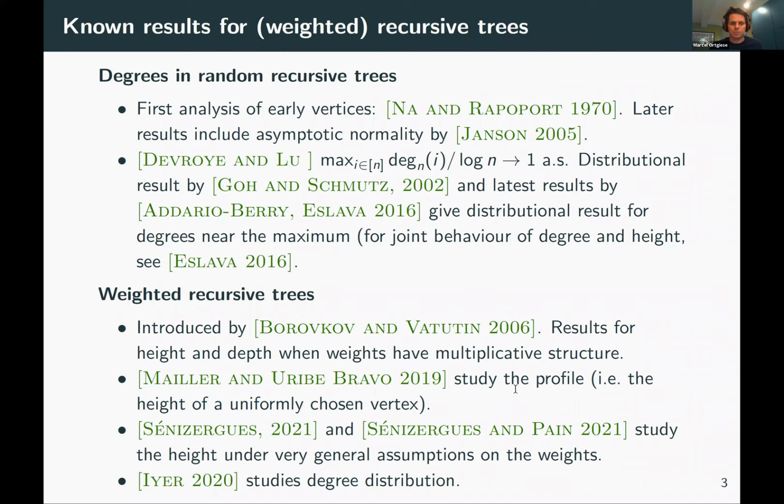And later results, which are not that old, Mayen and Blabel showed that they looked at the profile, so the height of a uniformly chosen vertex, and there are more results by Sinide, looking at the height and showing first order, second order results. But that's more about the height, not so much about the largest degree. There is one result by Ayer 2020, who looks at the degree distribution, so the degree of a typical vertex rather than the largest vertex. I'll come back to that in the next slide. Okay, so there is some stuff known, but largest degrees in general are not well understood in the weighted model with IID weights, I should say.